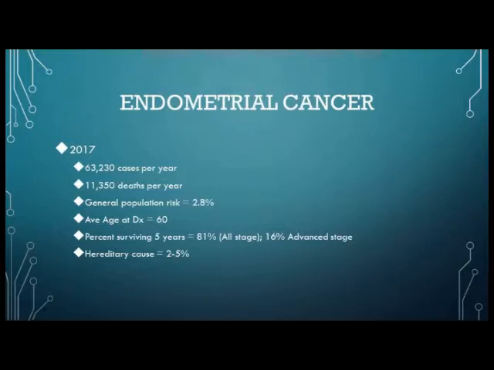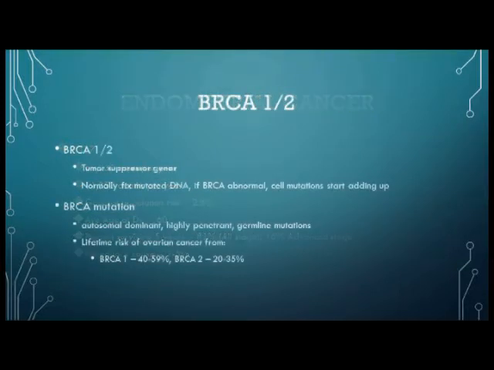So first we're going to talk about BRCA1 and 2. Almost all these genes are going to be tumor suppressor genes. Normally BRCA fixes mutated DNA using homologous recombination repair, so sometimes people refer to things with this mutation by its repair. But if it's abnormal, cell mutations add up, cells proliferate incorrectly, increasing your risk for cancer.